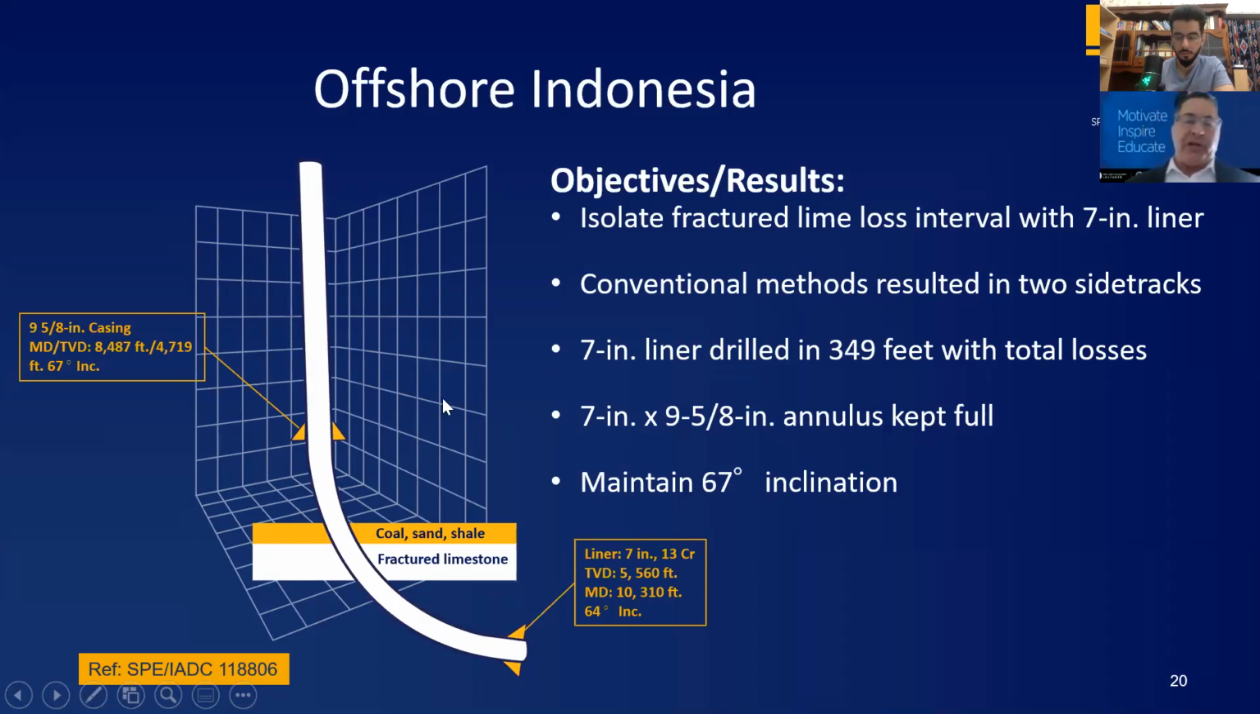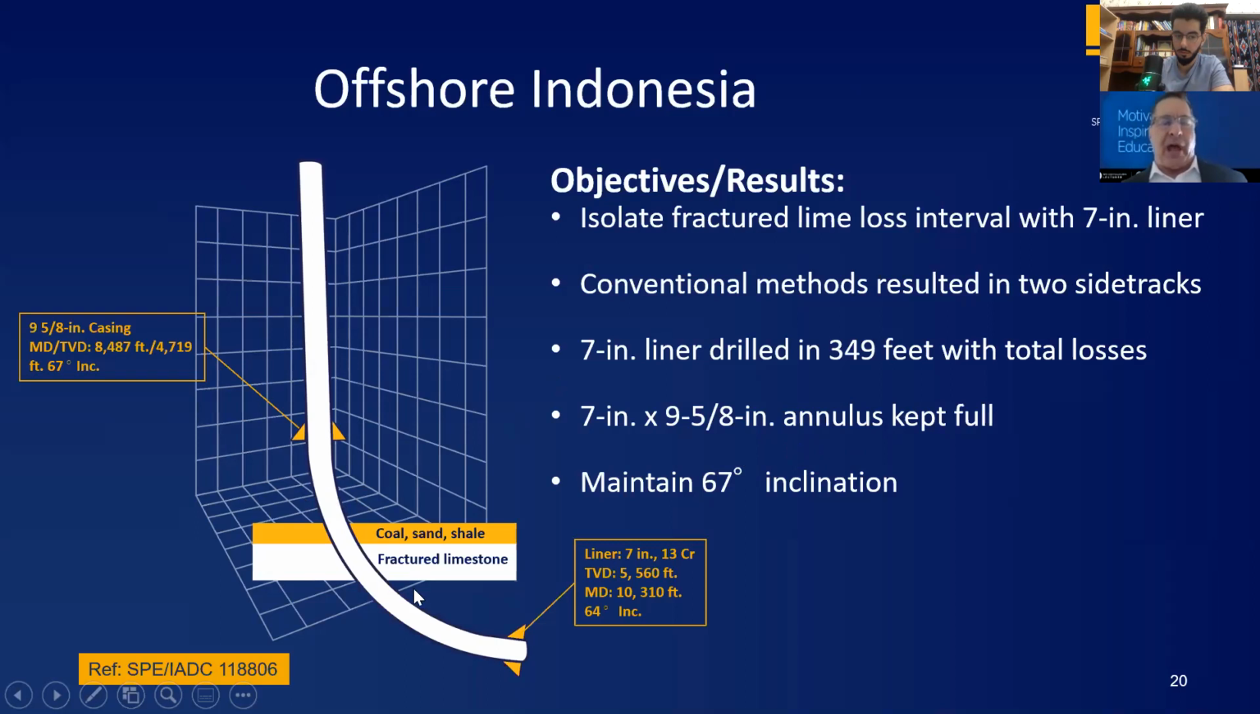As you can see, they tried it conventionally. It resulted in 2 sidetracks. So they went in with a 7-inch, 26-pound liner. In fact, the liner was a chrome liner. This was the first instance of drilling in a 13 chrome liner. This was back in 2007, I believe.